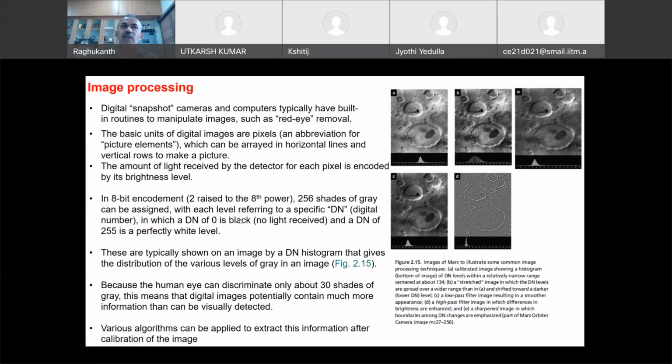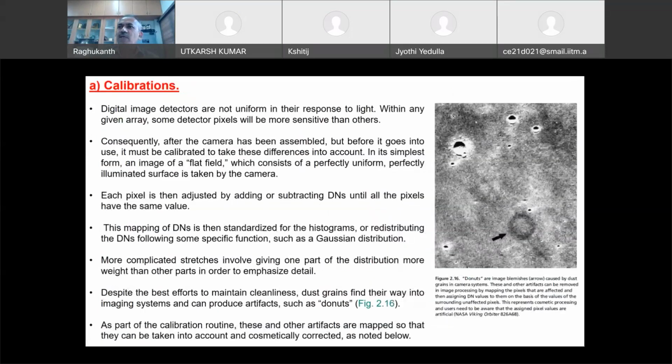Okay, so 0 means black, and DN 255 means it's a perfectly white level. By varying this, you can get a variety of things from the image itself. Then they also do the calibrations.